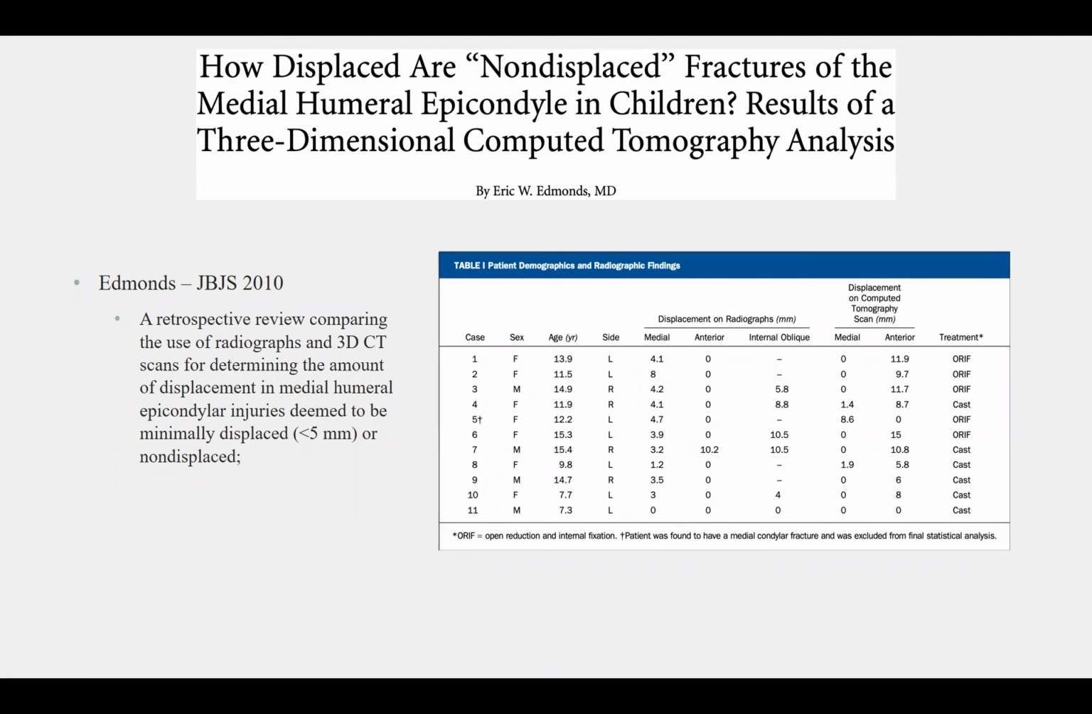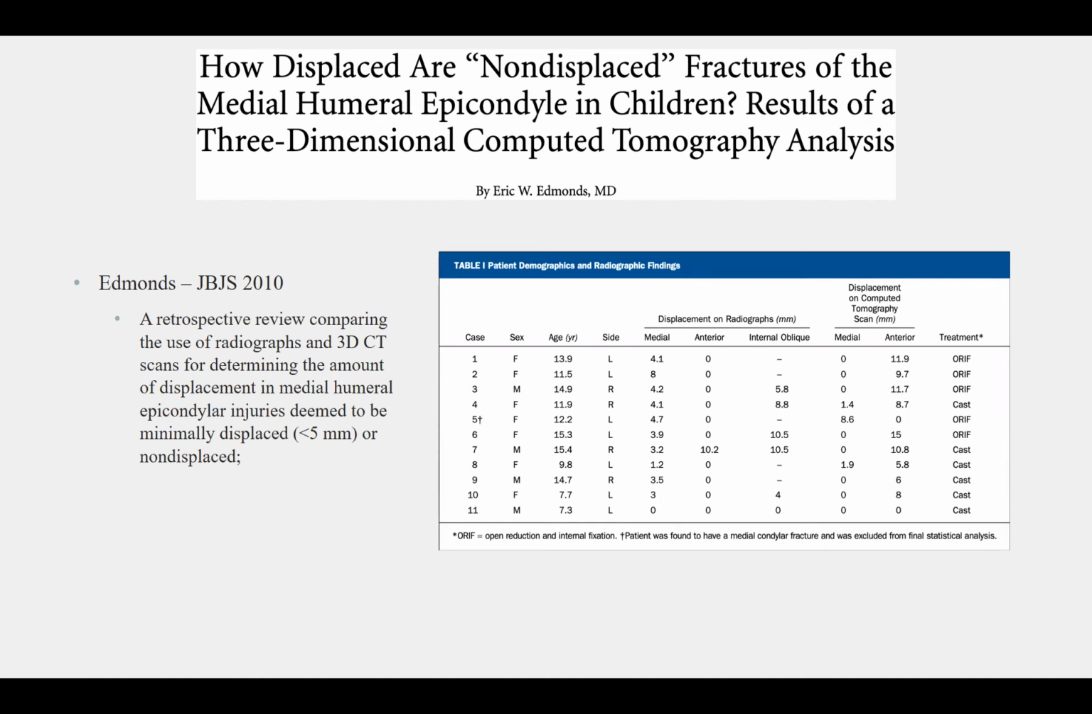There is much controversy in using radiographs to accurately measure medial epicondyle fragment displacement. As previously stated, the medial epicondyle is located posterior and medial, and the fragment displaces medially and anteriorly. This study, conducted by Edmonds, aimed to evaluate our ability to discern and measure fracture displacement and to determine the most valid and reproducible imaging method for classifying these injuries.